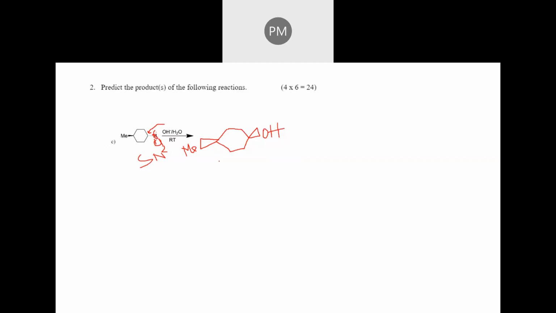And also, if the leaving group is below the plane, the nucleophile will attack from above the plane, and if the leaving group is above the plane, the nucleophile will attack from below the plane. So here the leaving group is below the plane and the nucleophile will attack from above the plane. So the product of this reaction will be like this.